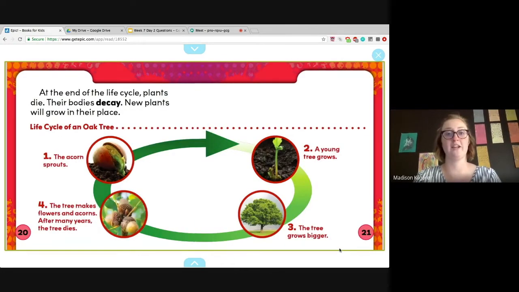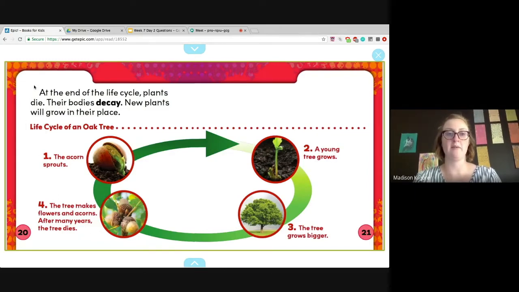Ooh, this is a really good text feature. I can tell already that this is going to play a big, important role because it's taking up most of the page. And then it's got these numbers, 1, 2, 3, 4. So this is a diagram and it's showing steps in order. Remember, diagrams normally kind of show a sort of process. And I see the heading for the diagram is life cycle of an oak tree. So this is showing one particular life cycle. And it's got the steps in order of how they occur.